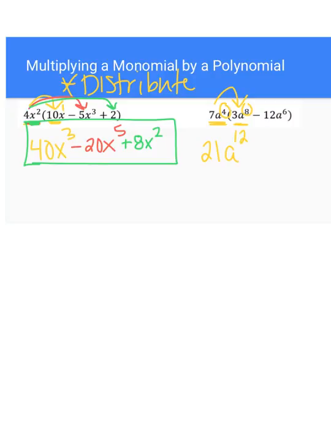Now we have a second term, so I'm going to grab a second color here to show distributing the 7a to the fourth to my second term of negative 12a to the sixth. So 7 times negative 12 is negative 84. And I need to add the exponents, and that's a 4 and a 6 for a grand total of a to the 10th. So that binomial answer, 21a to the 12th minus 84a to the 10th.